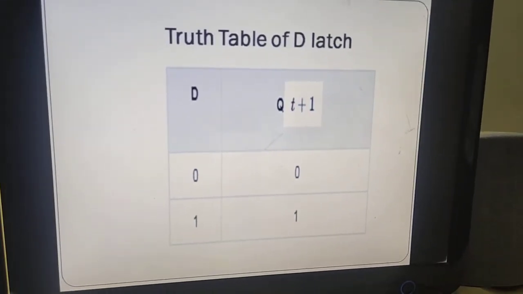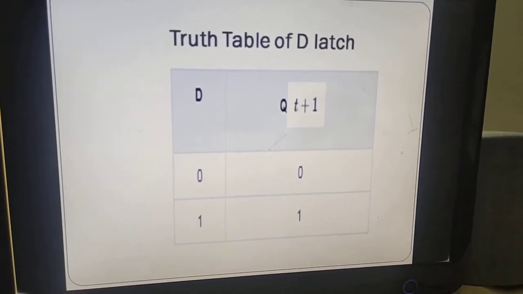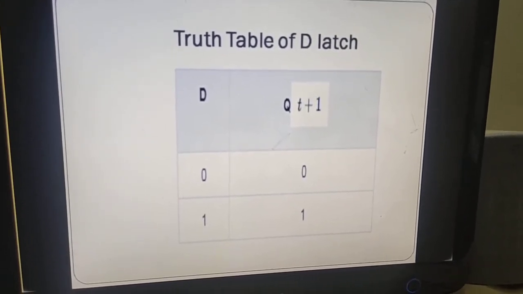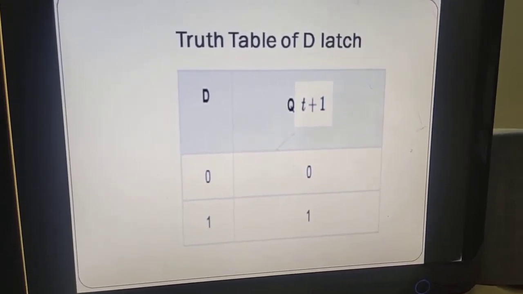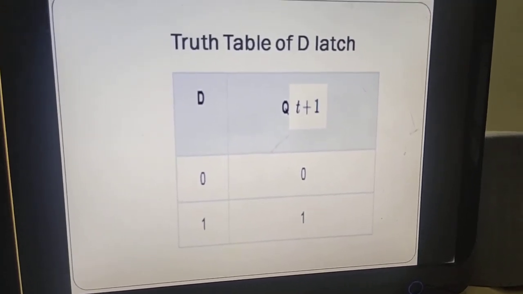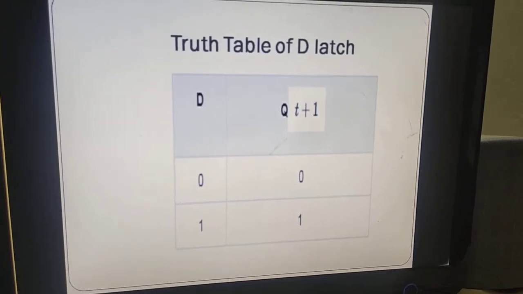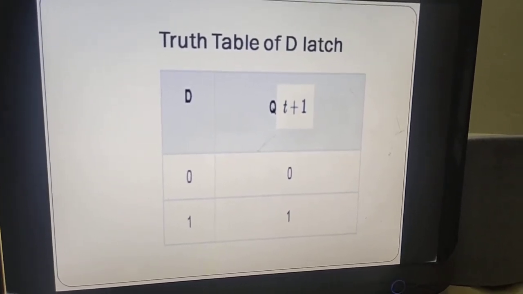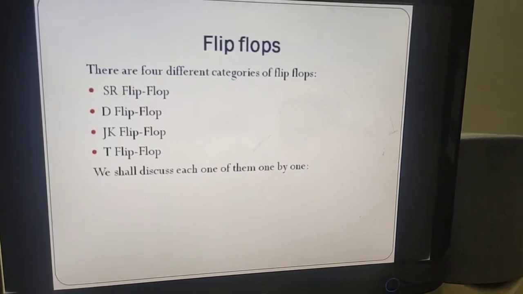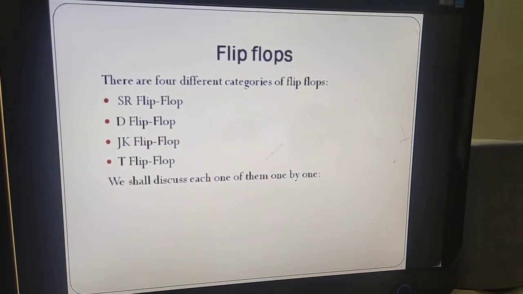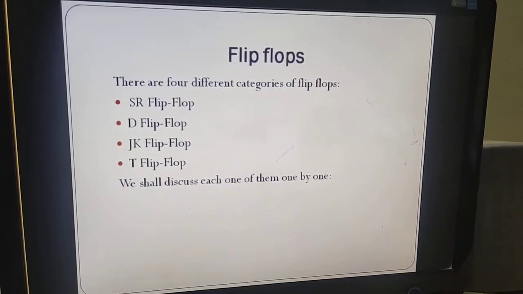See, when D is equal to 0, Q of T plus 1, that is your next state output, is also equal to 0. When D is equal to 1, Q of T plus 1 is also equal to 1. So whatever you give as your input, that will be your output. This is the case of your D latch. We started our discussion with latches. Now we are moving to flip-flops.